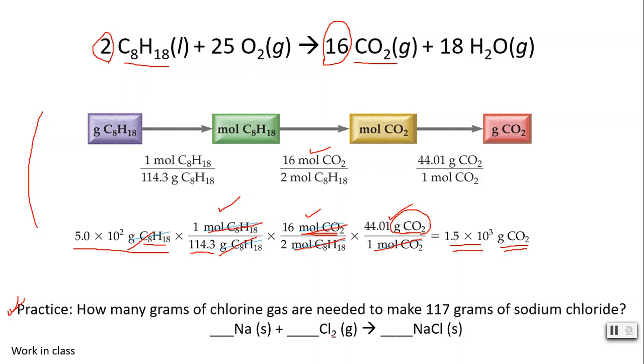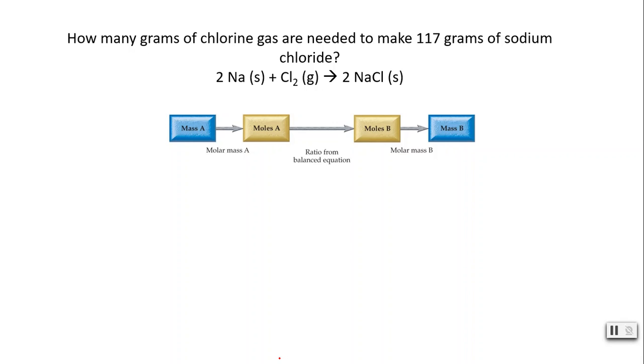Nope. I have 2 chlorines on my reactant side and only 1 on the product side, so I have to put a 2 in front. So my chlorines are now balanced, but sodium's not balanced. But that's okay. I can put a 2 in front of there. So now we have a balanced chemical equation that we can use on the next slide, which is the last slide for this video, to solve this problem.